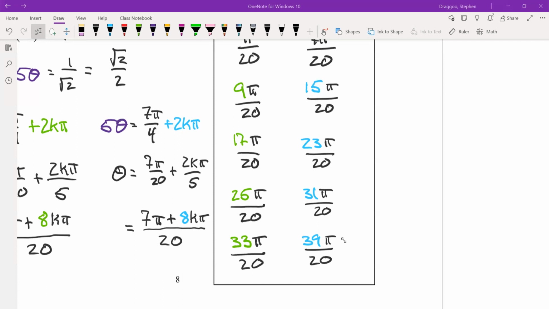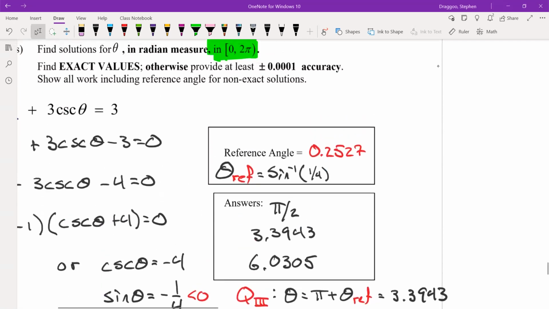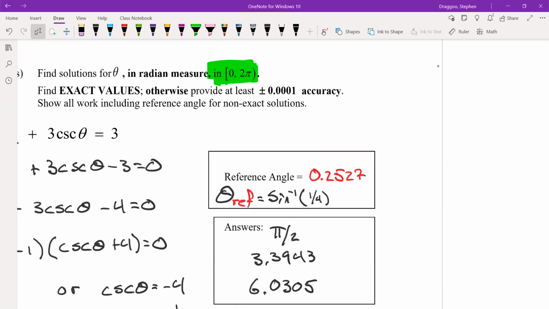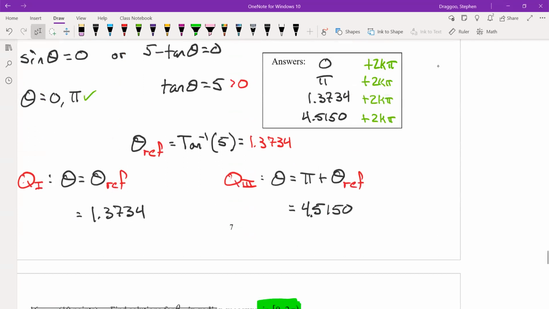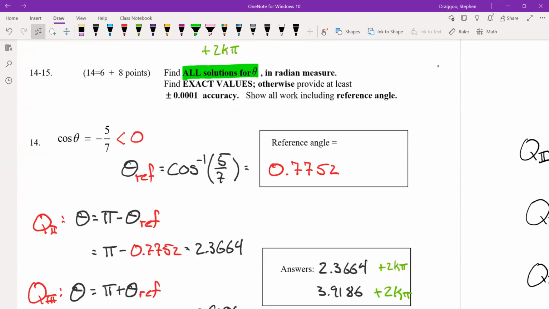And then the 2k pi versus not 2k pi is mostly just about the statement of the problem. If it asks only for solutions between 0 and 2 pi, we don't need all of our coterminal angles. But if it asks for all solutions for theta, then we want to add 2k pi.